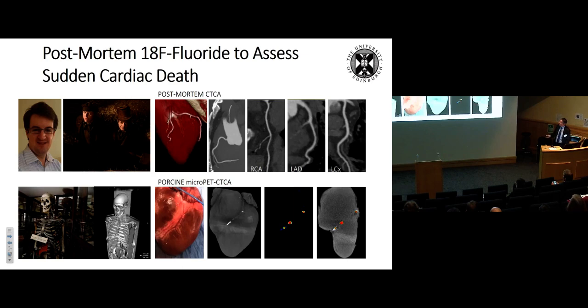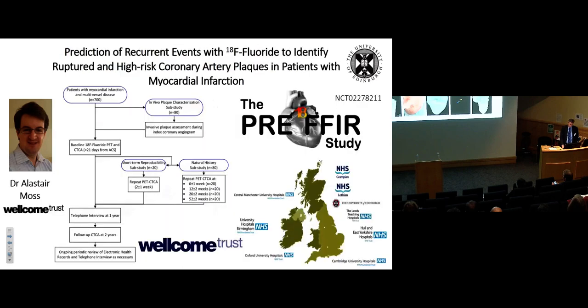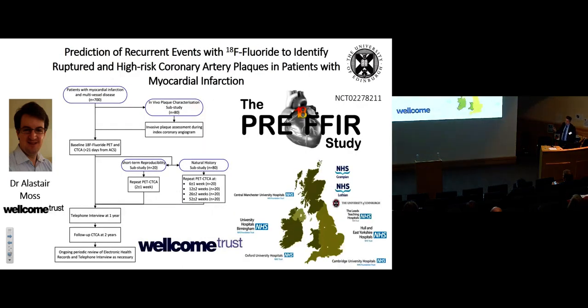This is a pig heart, and this is us putting bits of pig hoof down the coronary artery, to be able to see that we can see that with fluoride. So we also want to explore sodium fluoride PET coronary angiography in sudden cardiac death victims, which I think is also an important aspect. We're also doing a multi-centre trial across the UK, Wellcome Trust funded, 8 centres across the UK, taking people who've just had an MI and doing PET fluoride to see whether we can predict who then goes on and has a myocardial infarct.